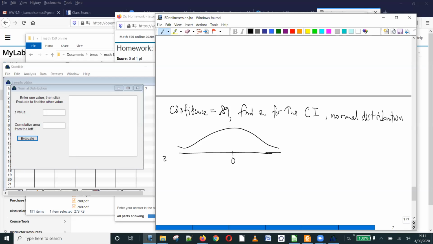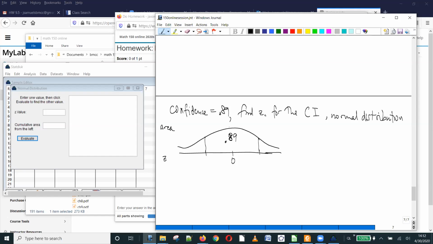Okay, now confidence is 0.89. So what does that mean? That means that your area, and remember it's a confidence interval, so we're going to be making some kind of interval over here with a lower bound and an upper bound. Confidence 0.89 means the area in the middle is 0.89. So what we've done so far is we have written down all of the given information. So now the question is find the z-score.